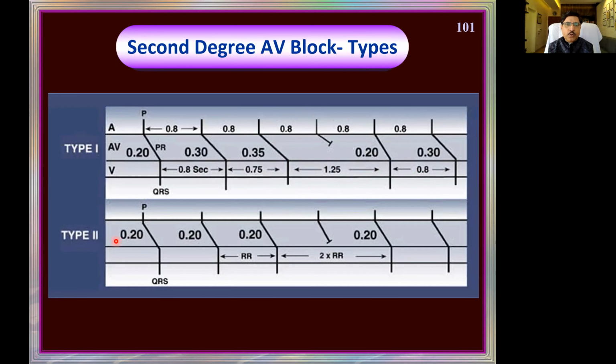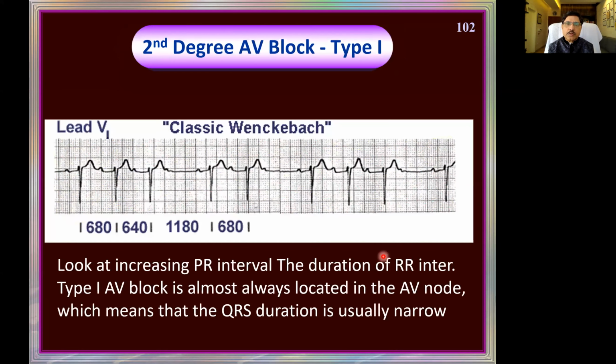Whereas type 2, there is no progressive lengthening, but there is a dropped beat. This is a 3:1 block, or it could be 4:1 or 2:1, and the RR interval of the pause is just double the RR interval, which is already constant. And the PR interval also is constant. And RR intervals are all constant. The pause is exactly double. It's what we have seen.